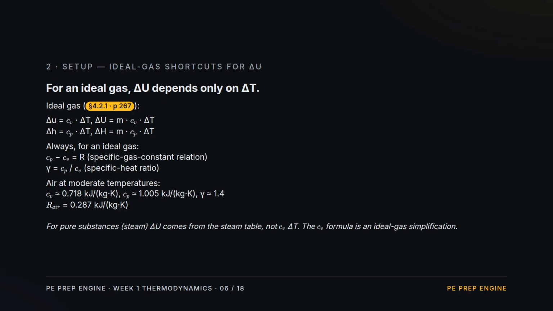For an ideal gas, internal energy depends only on temperature. Delta U is m times Cv times delta T. Delta H is m times Cp times delta T. 3 identities. Cp minus Cv equals R. Gamma is Cp over Cv. And for air, Cv is about 0.72, Cp about 1, gamma 1.4, R 0.287. For steam or any non-ideal substance, get U from the tables. The Cv formula only holds in the ideal gas limit.